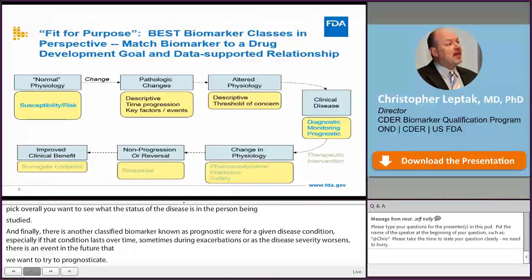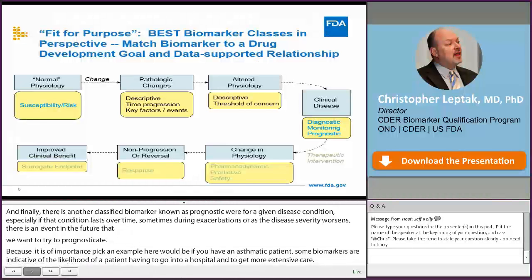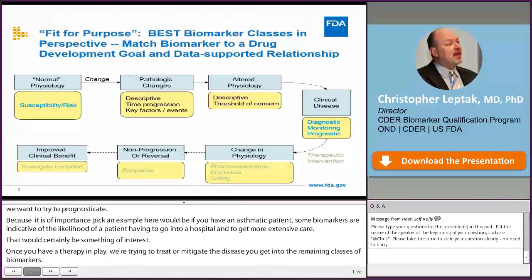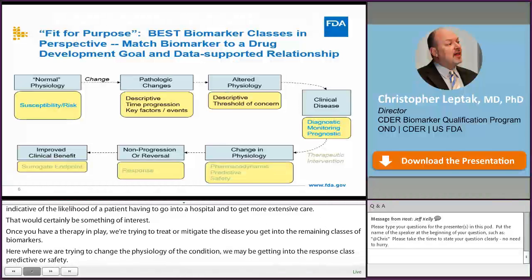Once you have a therapy in play where you're trying to treat or mitigate the disease, you get into the remaining classes of biomarkers. Here, where we're trying to change the physiology of the condition, we may be getting into the pharmacodynamic response class, predictive or safety. Pharmacodynamic is saying that we're targeting a component of the biologic pathway, hoping to either prevent its progression or perhaps even improve its overall trajectory.